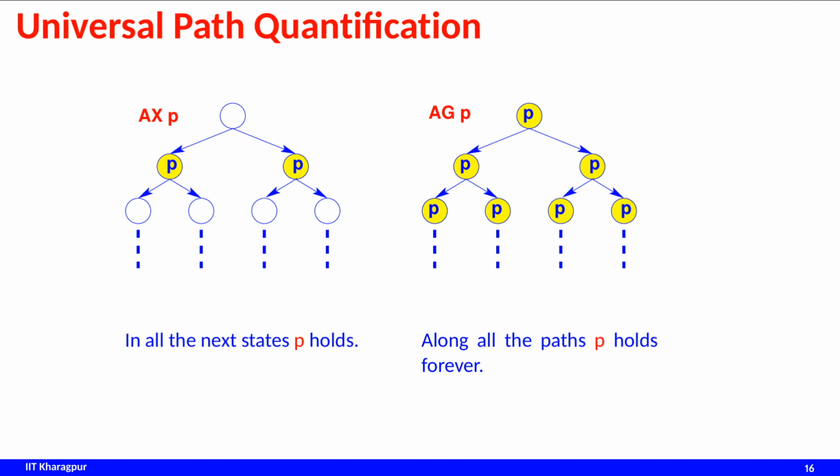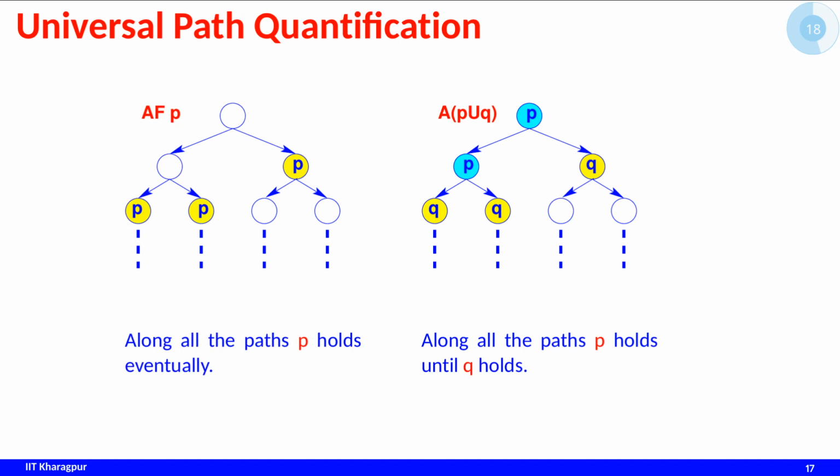Now if I try to elaborate with some pictures, with universal path quantification, like AXP, I want to check whether this is true at this state or not. This will be true if P holds here and P holds here, because XP is the path formula. If you look at this path, XP is true. If you look at this path, XP is true. So in this state, AXP is true because along all paths XP is true. Similarly, if you have AGP, then along all paths P is true, so P has to be true in every state.